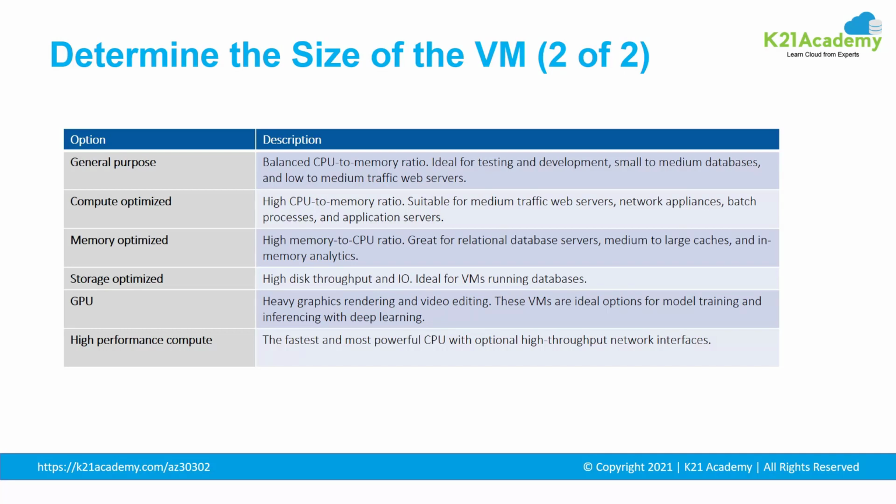GPU VMs are specialized virtual machines targeted for heavy graphics rendering and video editing. These VMs are ideal options for model training and inferencing with deep learning. High performance compute is the fastest and most powerful CPU virtual machines with optional high throughput network interfaces. So these are some of the options that are available within Azure.